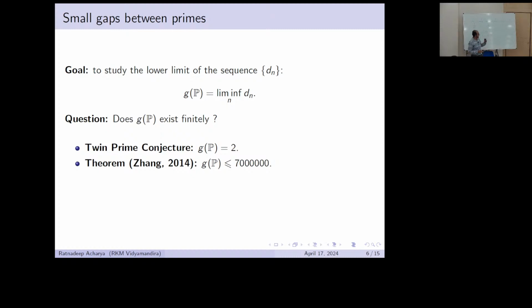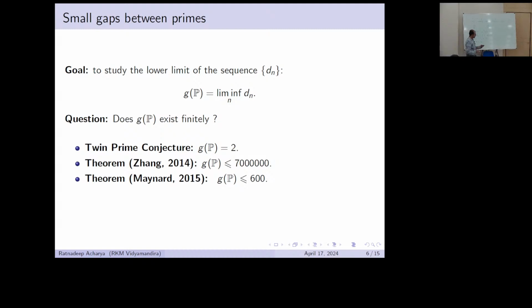Zhang first proved that G of P is finite, and here is the bound. Just forget about this bound. So beyond Zhang, it is known that G of P is finite. In the following year, Maynard improved this, and he proved that G of P is bounded by 600. And he received the Fields Medal in 2022, Maynard.